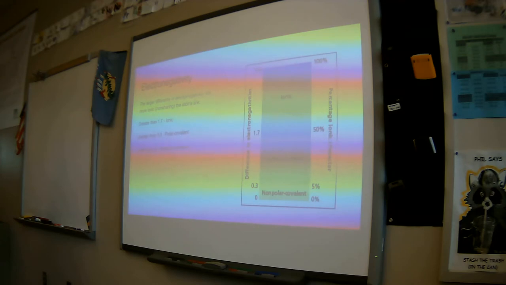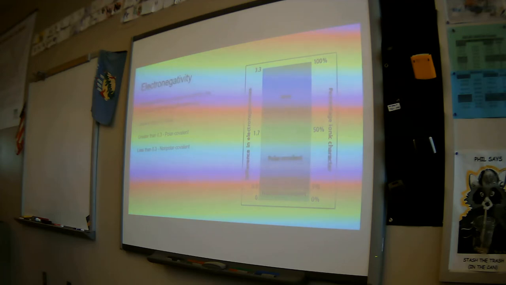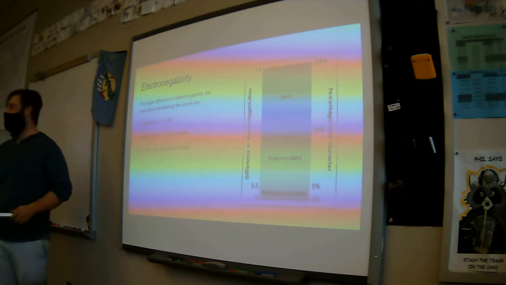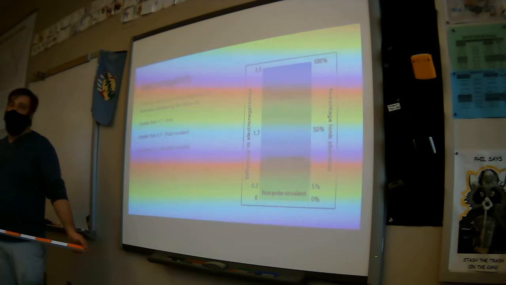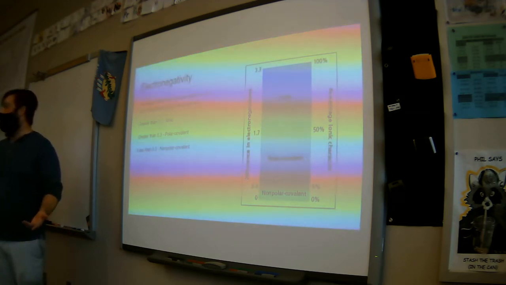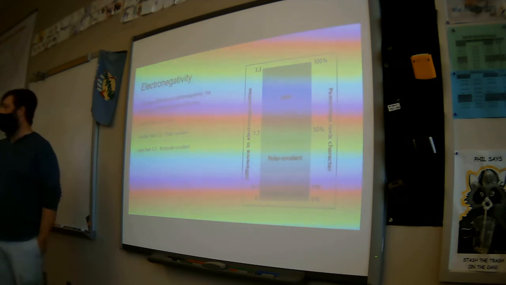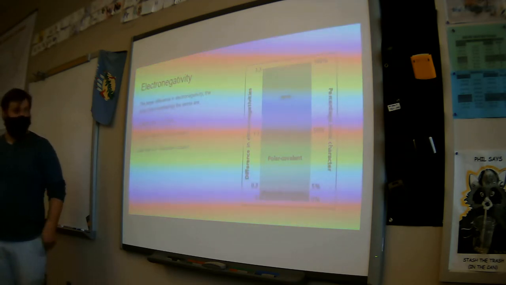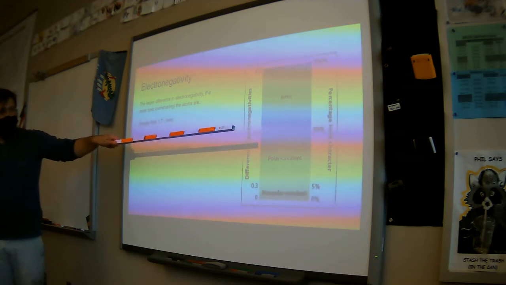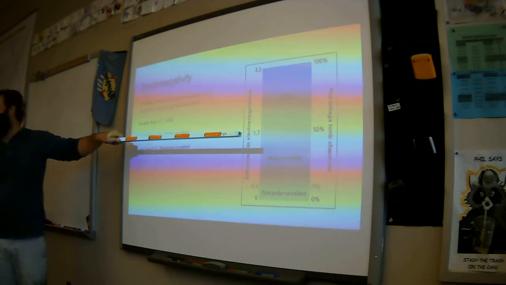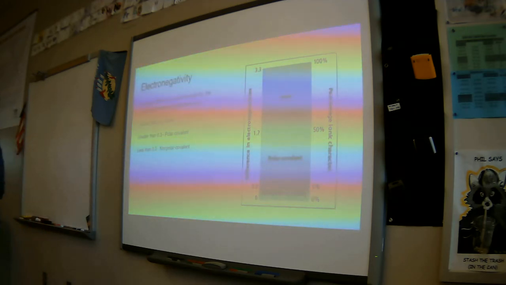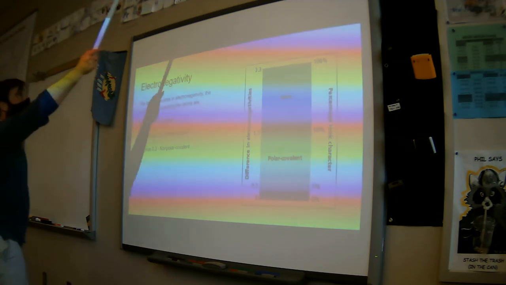Now, if we did oxygen and hydrogen, 3.5 versus 2.2, what's the difference there? Grab your calculator. What's the difference between those? It's a bit higher, right? 3.5 and 2.2 gives 1.3. Where's 1.3 on this chart? Right about here. What is that going to be? Polar covalent, right?